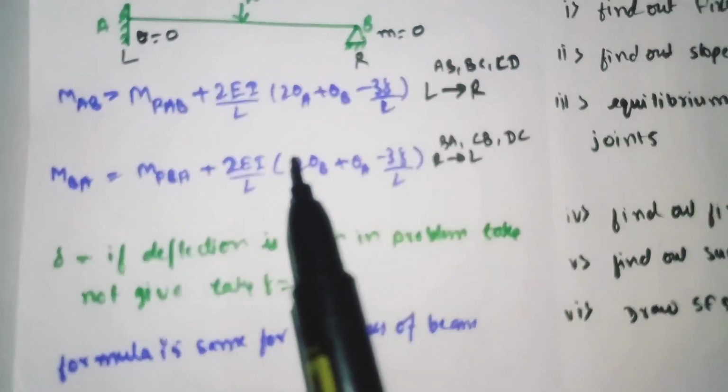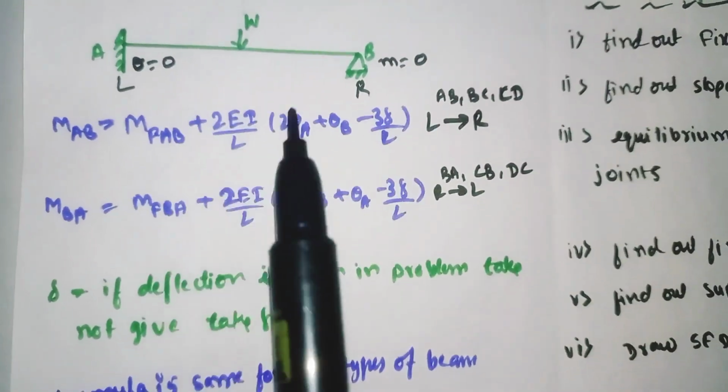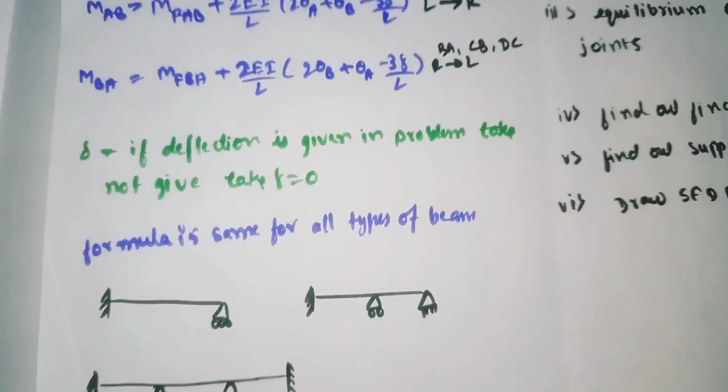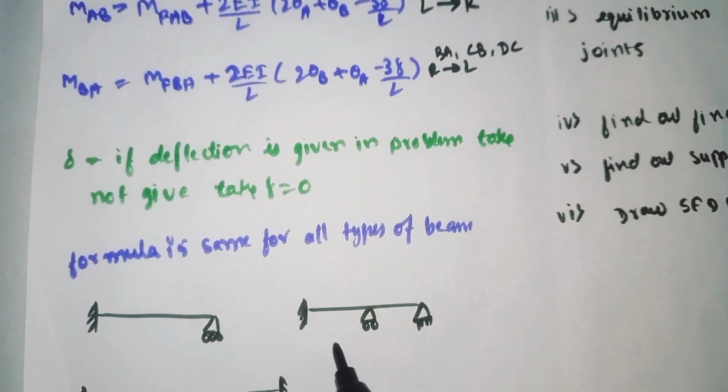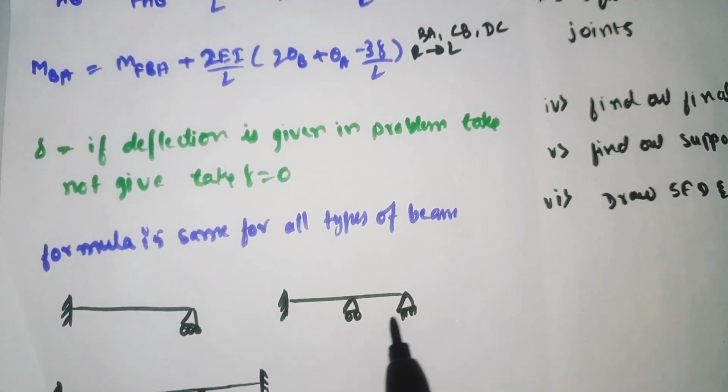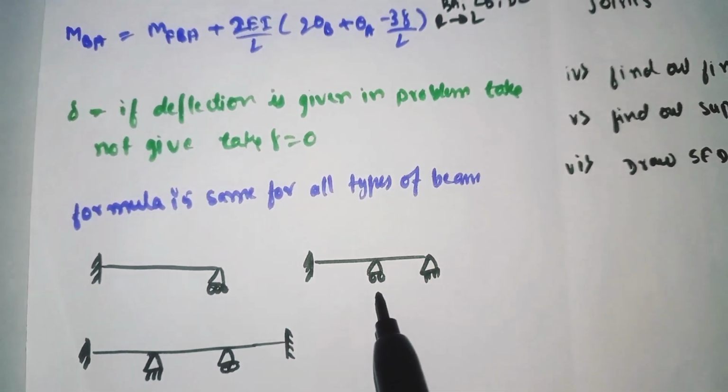And one more thing is the formula is same for all types of beam. It may be one end is fixed and the other is roller, or one end is fixed and the other is hinged or roller.